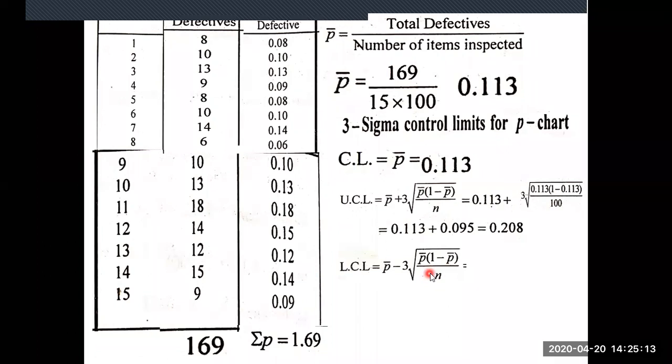Next, you write the lower control limit. The lower control limit is this one, just substituting the values in place of P bar. You are going to get 0.0018. So the control line is there, the upper control line is there, the lower control line is there. The center line formula is P bar, the upper control line is P bar plus something, and the lower control line is P bar minus something. Okay, just substitute in the formulas.